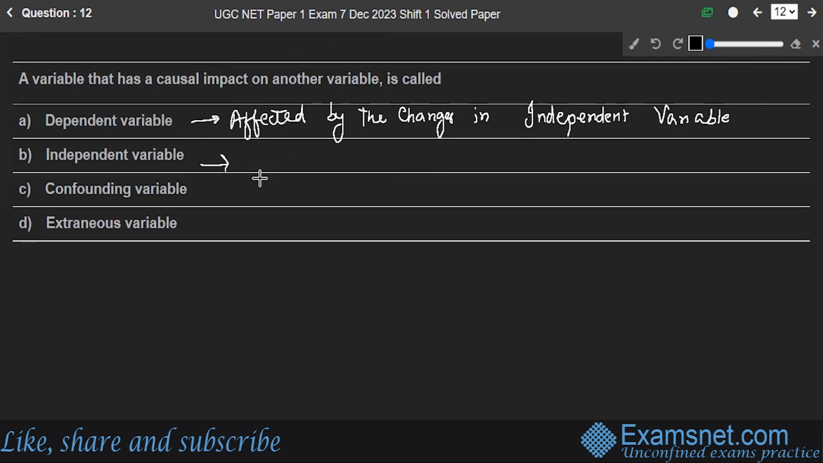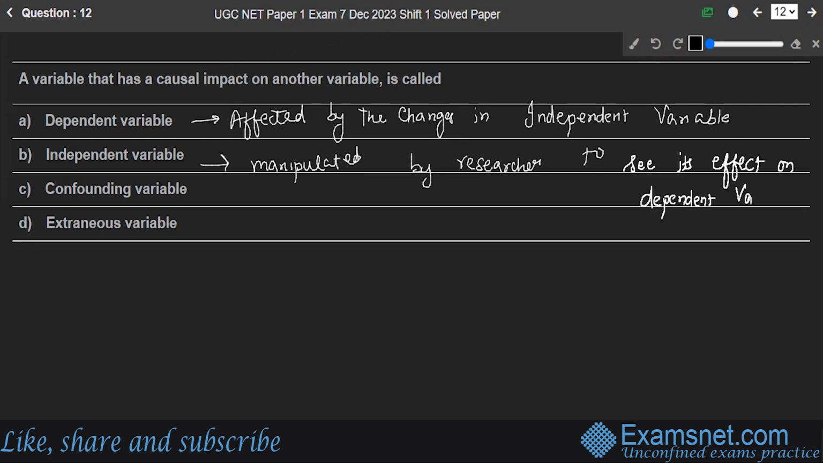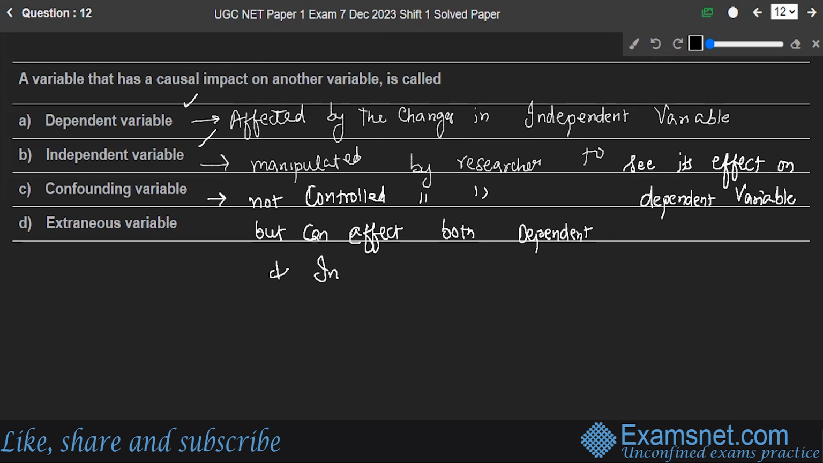Whereas the independent variable is the variable that is manipulated or controlled by the researcher to see its effect on the dependent variable. And then the confounding variable is the variable that is not controlled by the researcher, but can influence both the independent and the dependent variable.